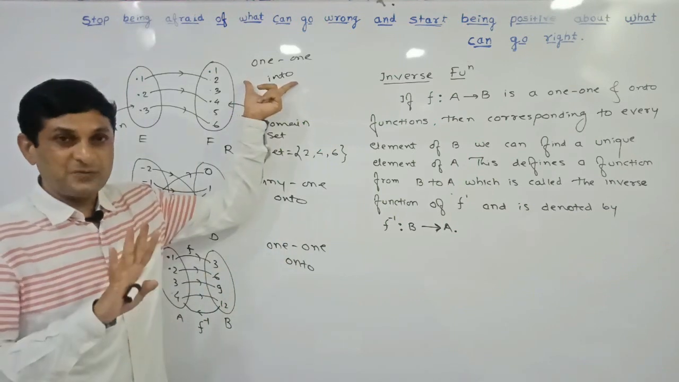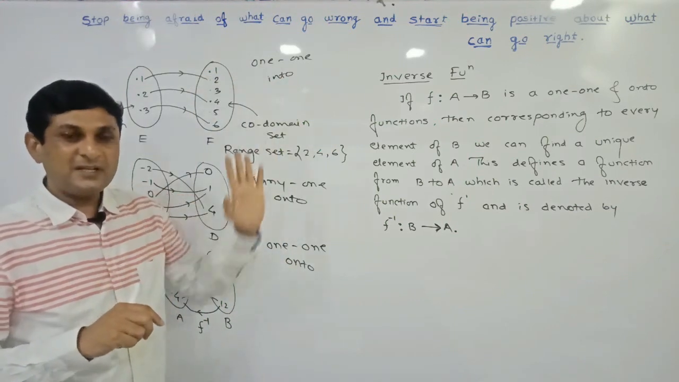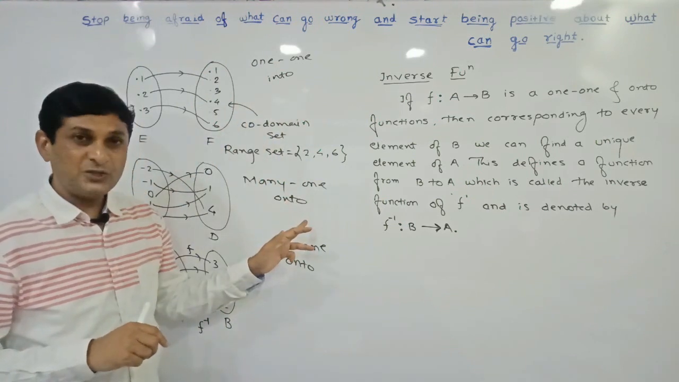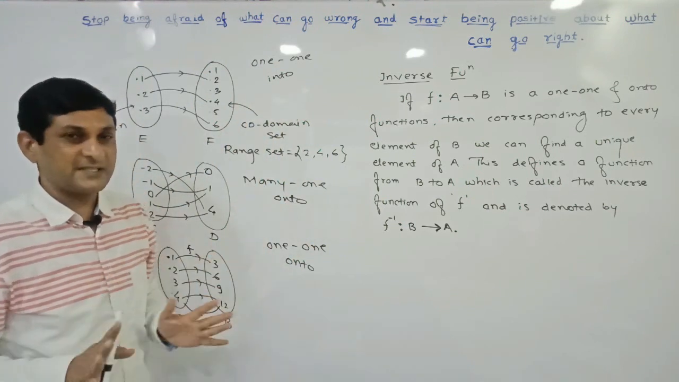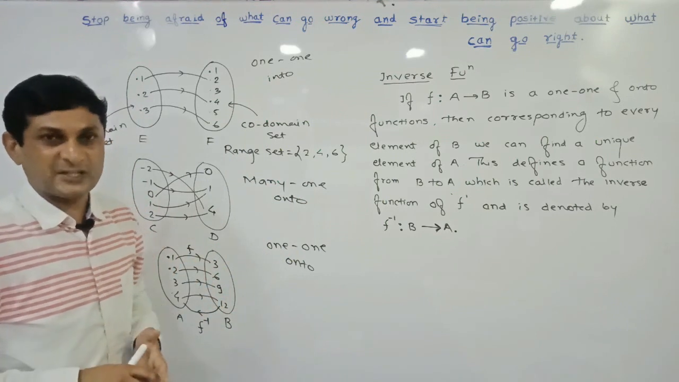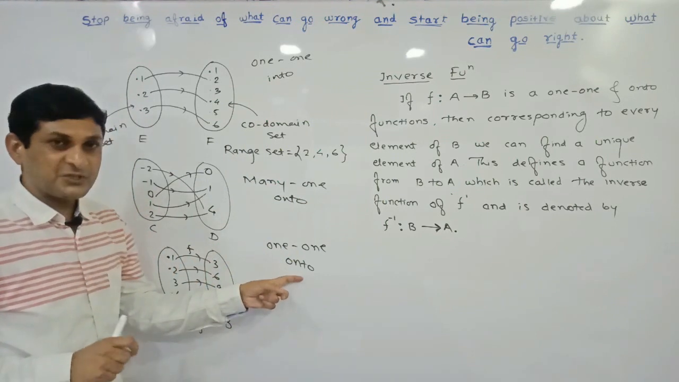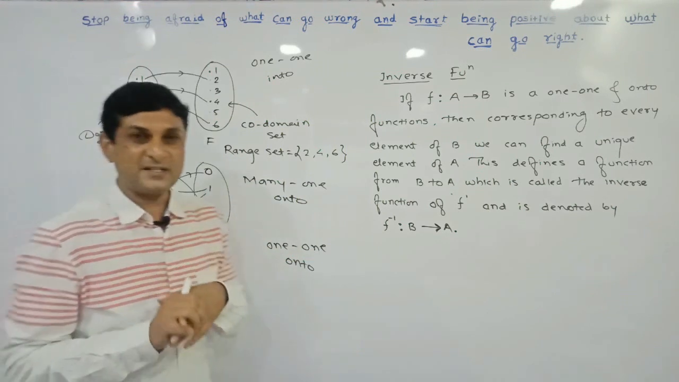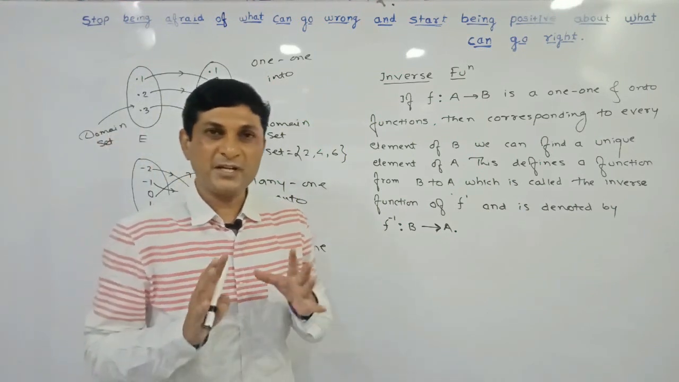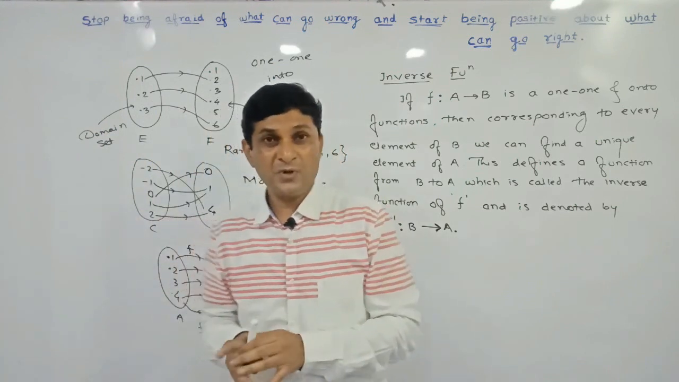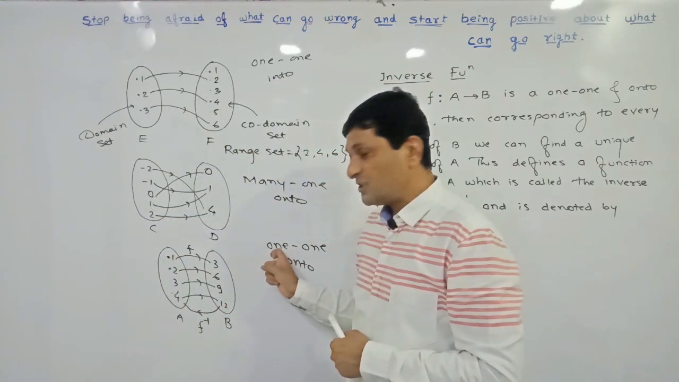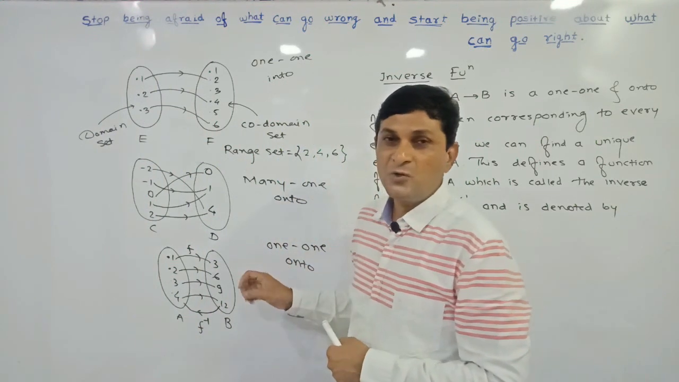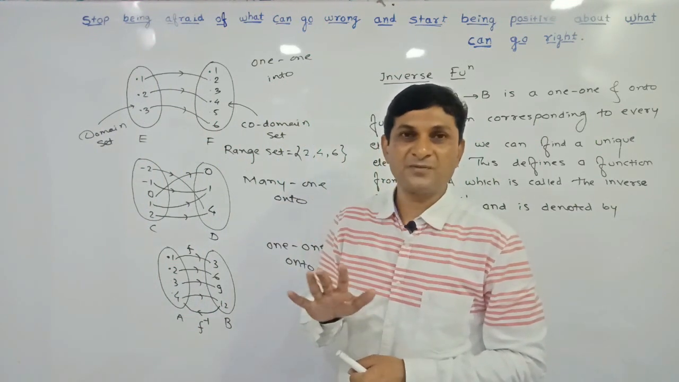In which cases does the inverse function not exist? 1-1 into, or many-one onto, or many-one into. In all these cases the inverse function does not exist. It exists when the function is 1-1 and onto. So we have to use this definition to understand the concept of what? Inverse trigonometric function. So you should know when a function is called what? 1-1 onto. If the function is 1-1 onto, then and only then does the inverse function exist.